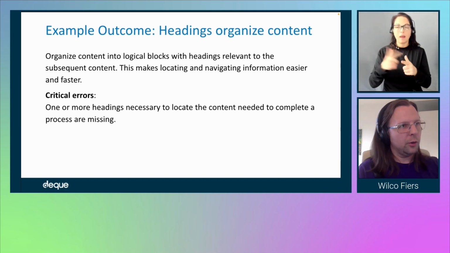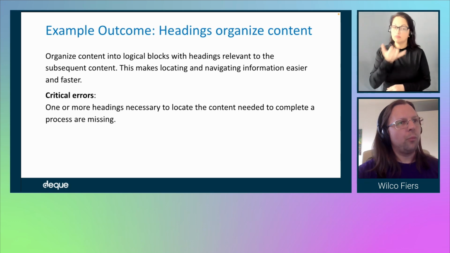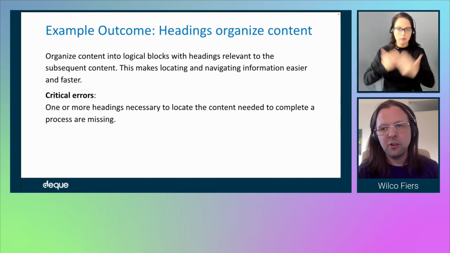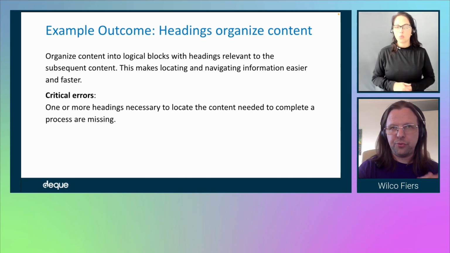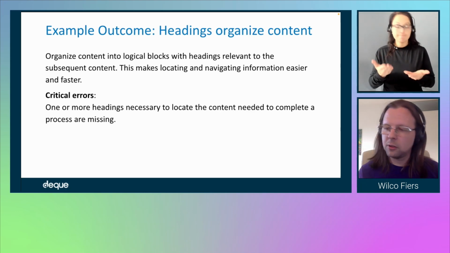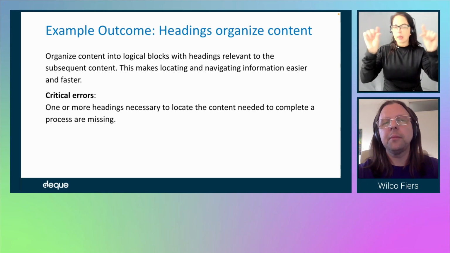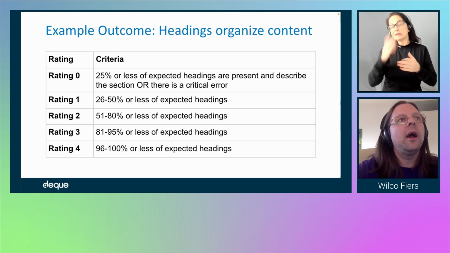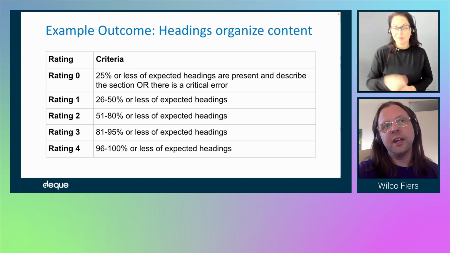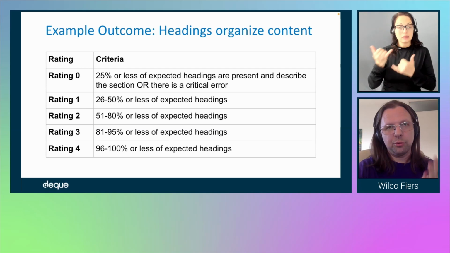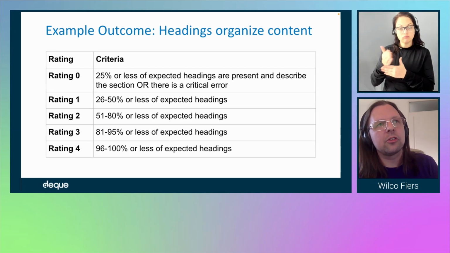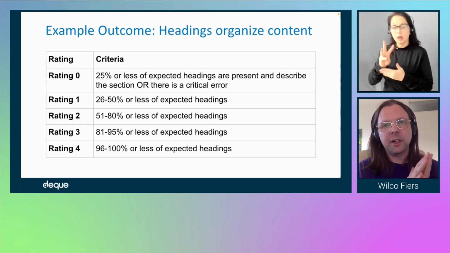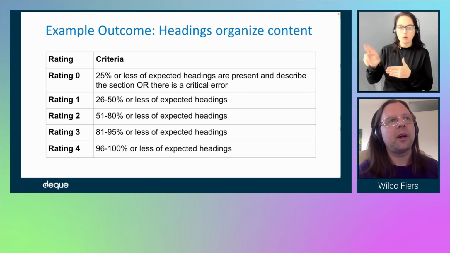And then there's a critical error, which you can add of any of one or more headings necessary to locate the content needed to complete a process are missing. So if that's the case, if critical headings are missing, you do not meet anything at all. So these are not allowed, but some missing headings may be allowed. And the way that's expressed in WCAG 3 today is through a rating. The rating is sort of an exploratory thing that we're looking at. We know we want something like this in WCAG 3, whether or not it'll be a rating or some other mechanism, it's yet to be decided, but this is an example of how that might look.